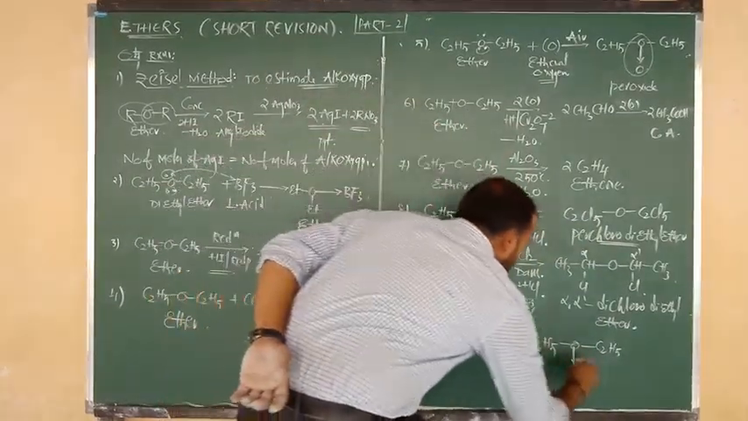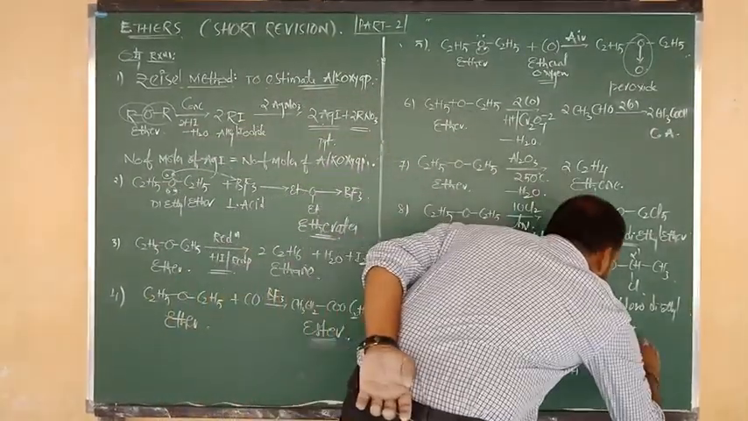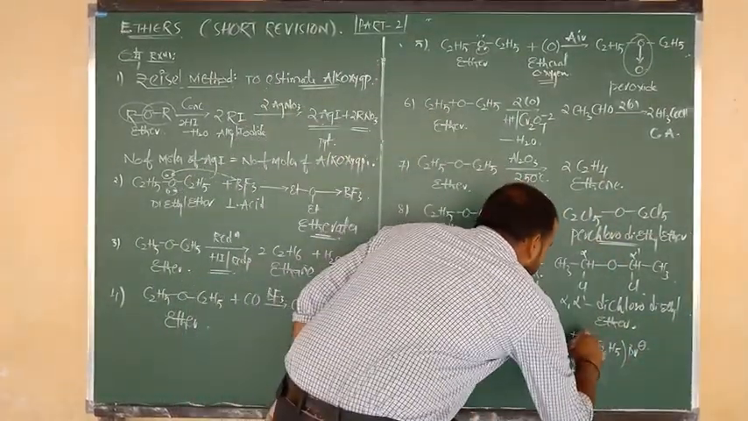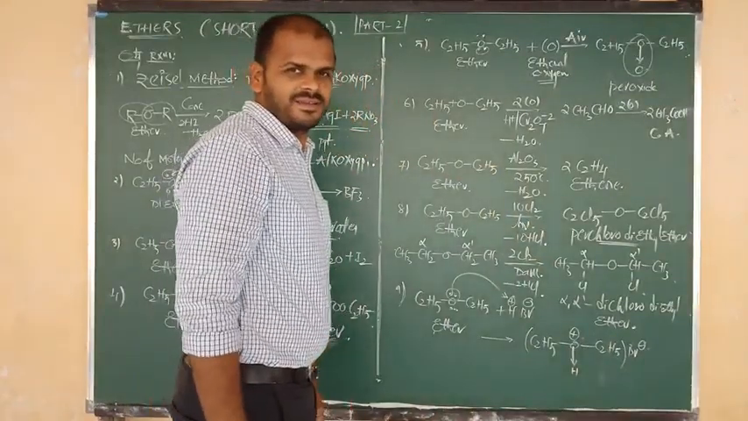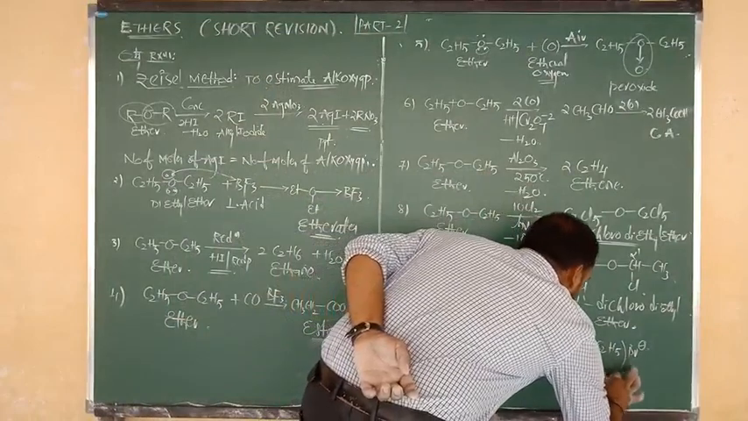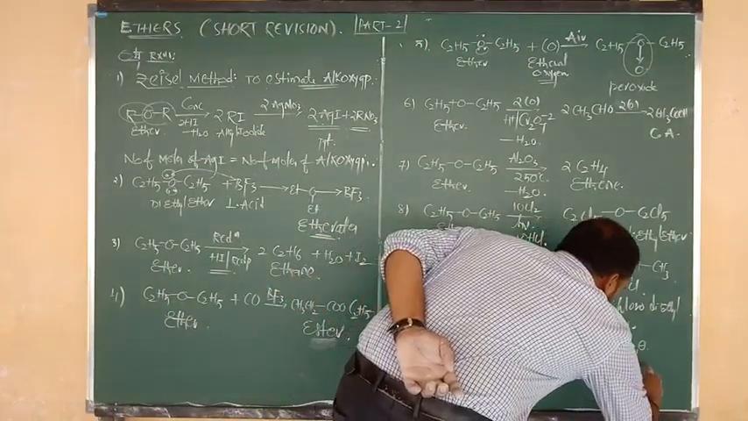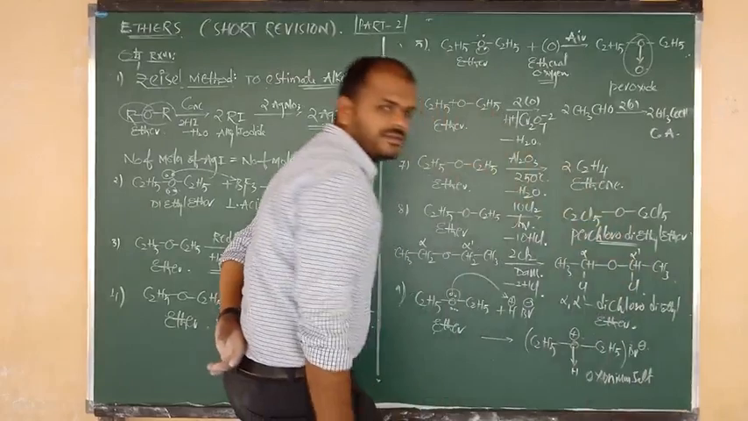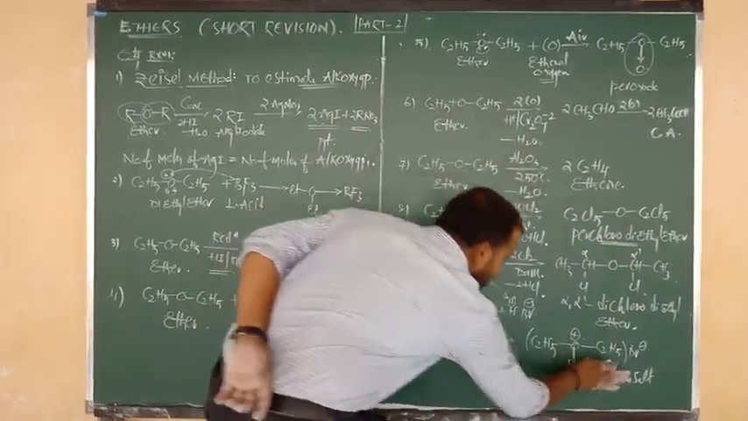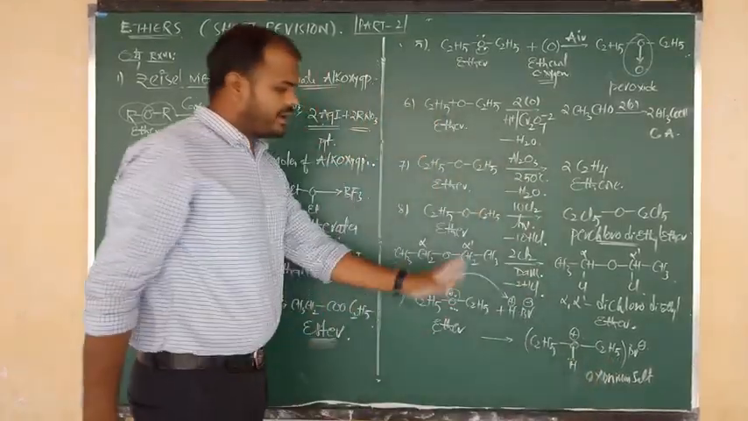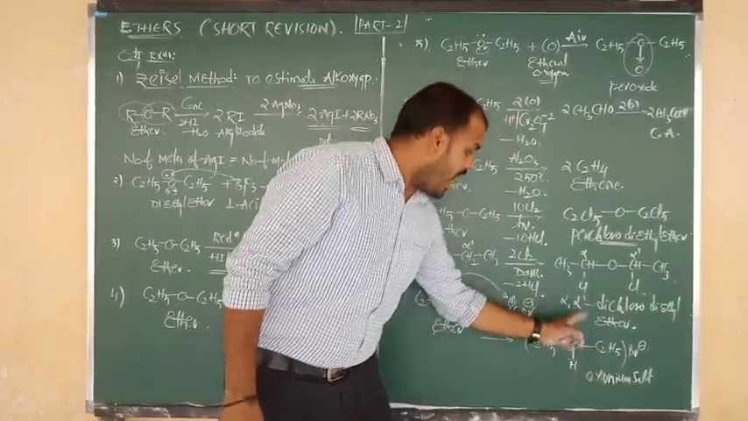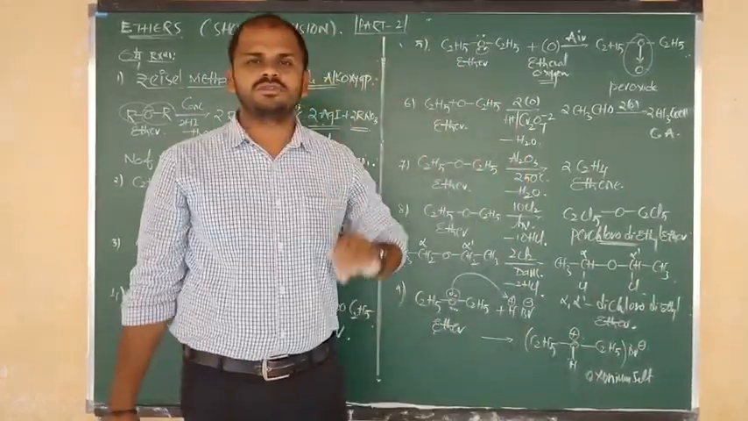And remaining outside, free Br minus is there. But after donation of the lone pair, the oxygen carries a plus charge. Now we say that this is known as an oxonium salt. So this is not efficient, simply we can write H here. It is known as an oxonium salt, and also we can call it diethyl oxonium bromide.